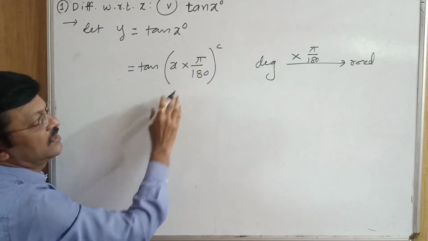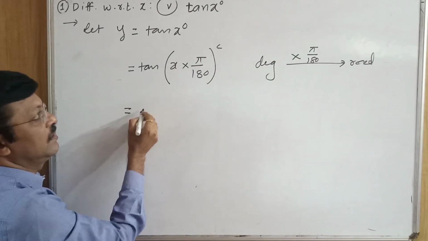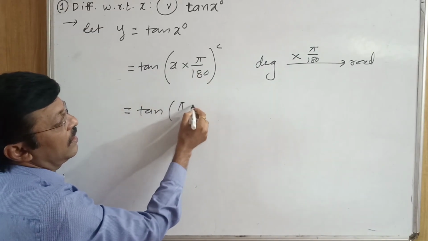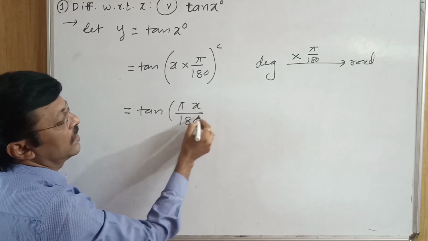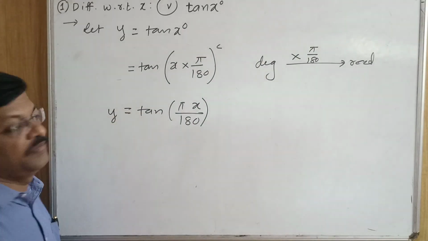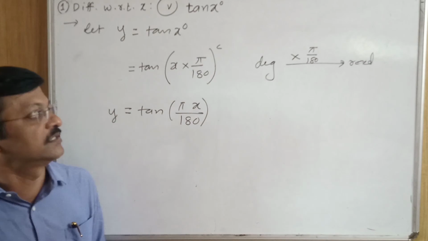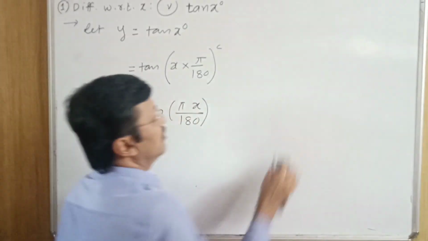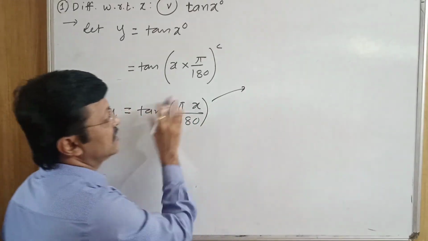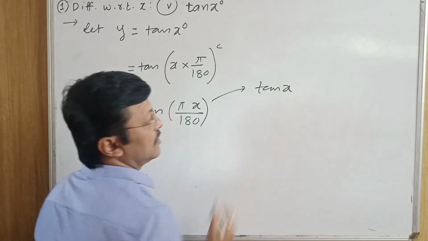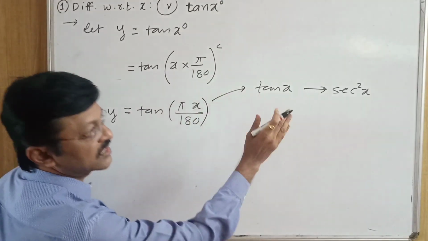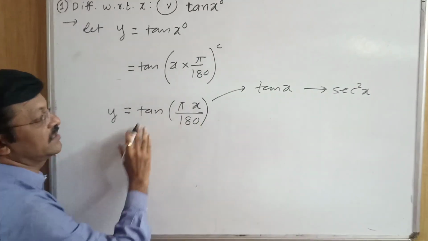I shall write in one step. Next step I shall just write tan of x pi by 180, which means pi x by 180, and radian need not be mentioned. Now this is our y in the better form. Now we shall differentiate this. The differentiation of tan of anything will be done by comparing this function with tan of x, whose derivative is sec square x. So derivative of tan of any bracket is sec square of that bracket.